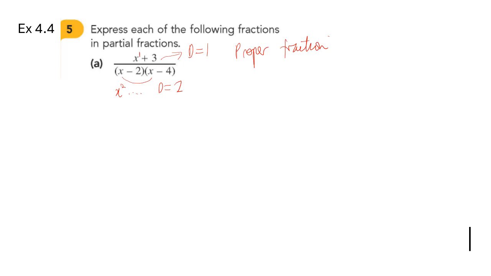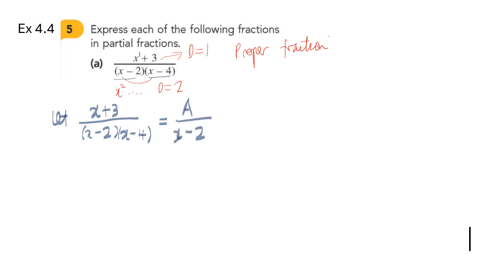Right, the second thing we need to check is the denominator. So your denominator is made up of two linear factors. So what are the rules? For two linear factors, the first partial fraction will be a constant a over your first linear factor x minus 2, plus, it's always plus, okay, b over the second linear factor.